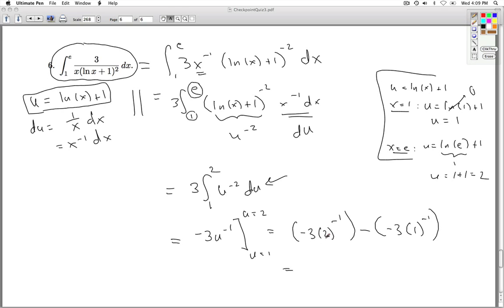Well, 2 to the minus 1 is just a fancy way of saying 1/2. So I get negative 3/2 plus 3, because 1 to the negative 1 is 1. So I get 3 minus 3/2. That's 3 minus 1/2. That's 1/2, or 3/2. And that'll do it for checkpoint quiz 3.